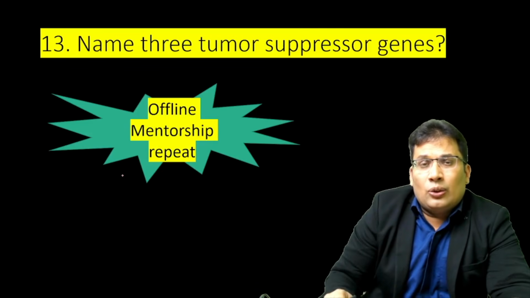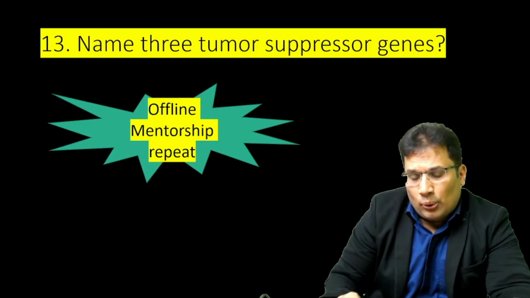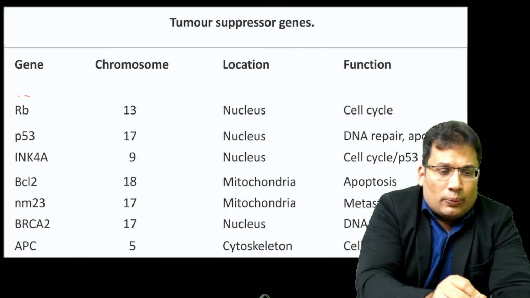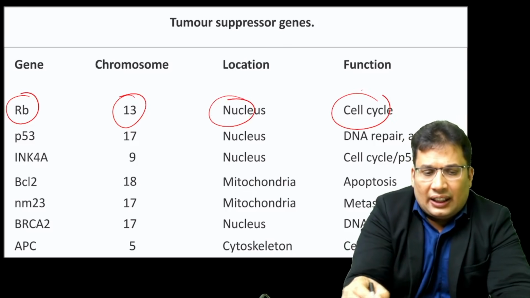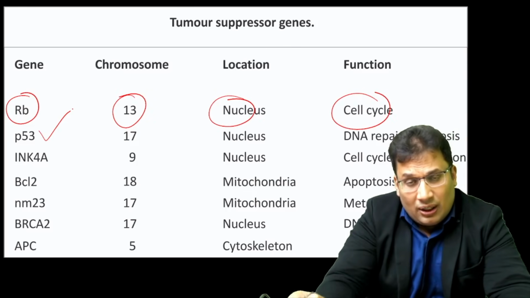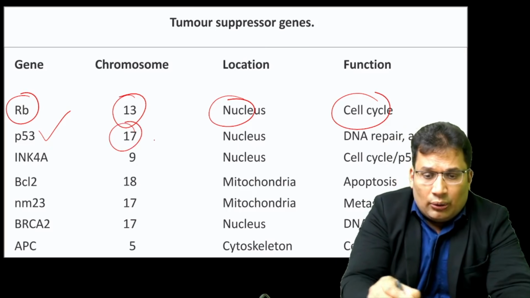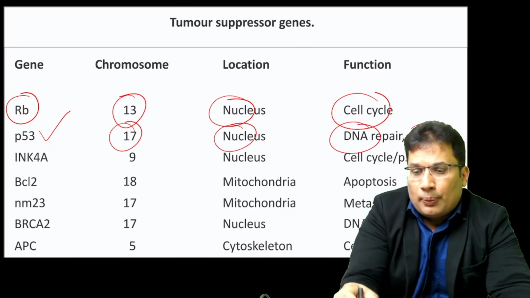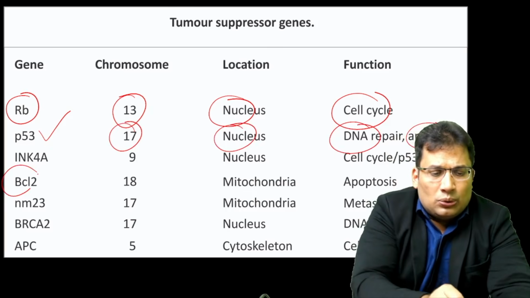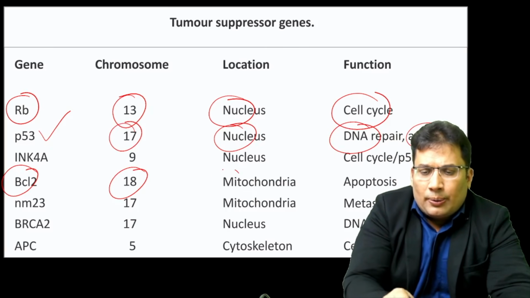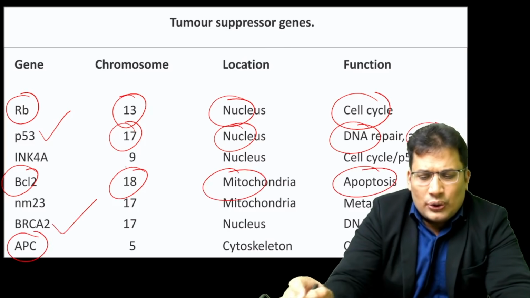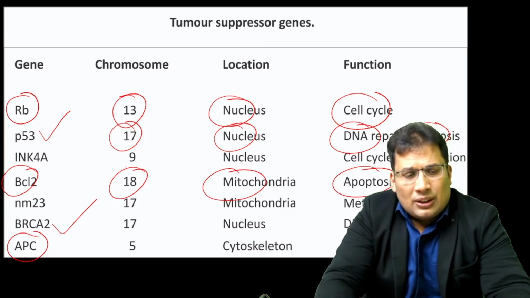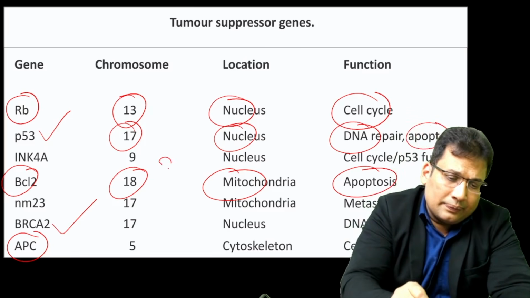Then name the 3 tumor suppressor genes, again from the mentorship program. So we have retinoblastoma gene, the chromosome is 13, it occurs in the nucleus, the function is cell cycle. We have P53 known as guardian of genome, chromosome 17, the location is nucleus, DNA repair, and apoptosis. Then you can write BCL2 chromosome 18, mitochondria, it helps in apoptosis. APC also you can write, BRCA2 also you can write. All these are basically tumor suppressor genes. Any 3 genes along with the function, you will get 3 out of 3.